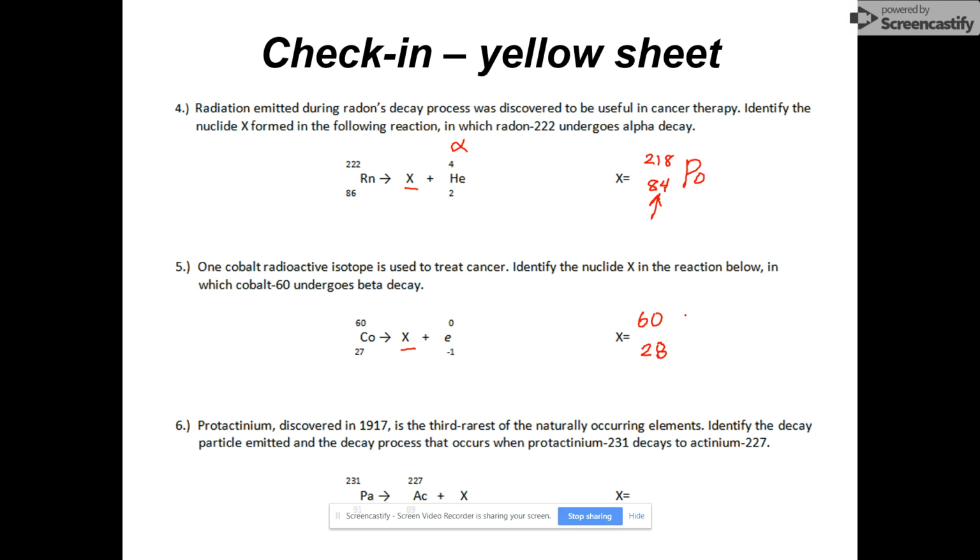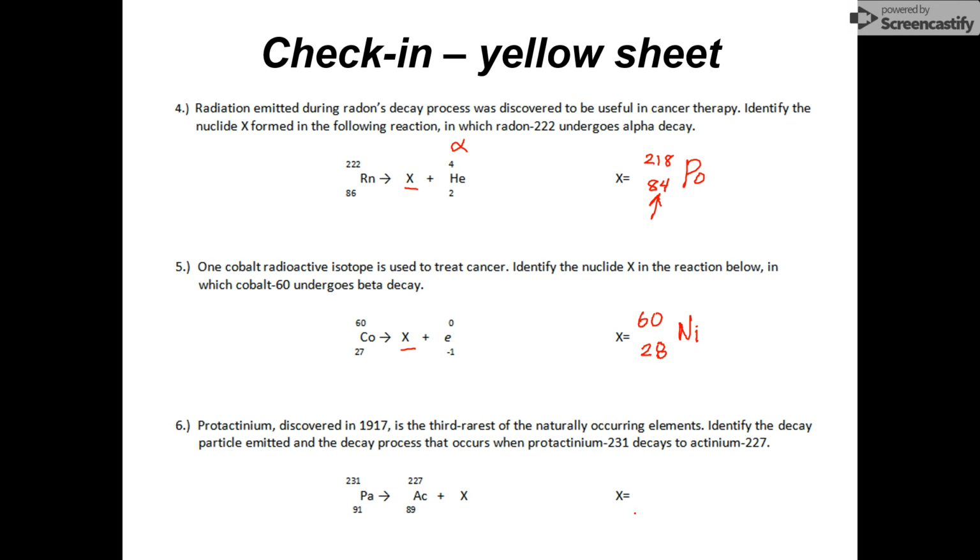So we find the element with 28 protons, or the element number 28. This is an isotope of nickel. It is nickel 60. Okay, because 60 equals 60 plus 0. 28 plus -1 equals 27.